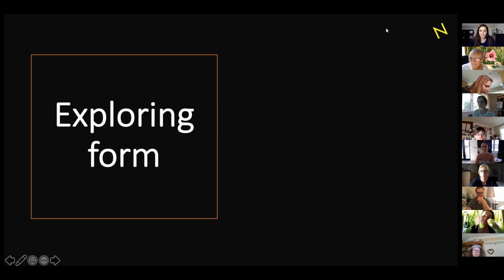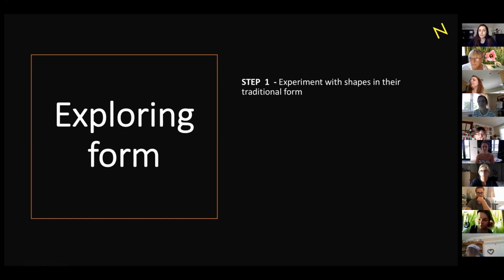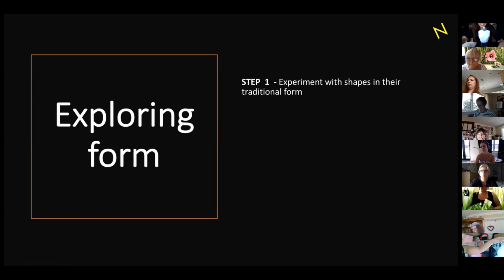So if we start then with step one of our experimentation, the first step is to experiment with the shapes in their traditional form. So if you have a look at the shapes that you've been provided with, you've got some circles, you have some rectangles, you have some triangles, start to consider where on your form you might want to place these shapes. So I'm going to begin with some circles, purely because circles are my personal favorite shape for no particular reason. It's just the shape that I do really enjoy.